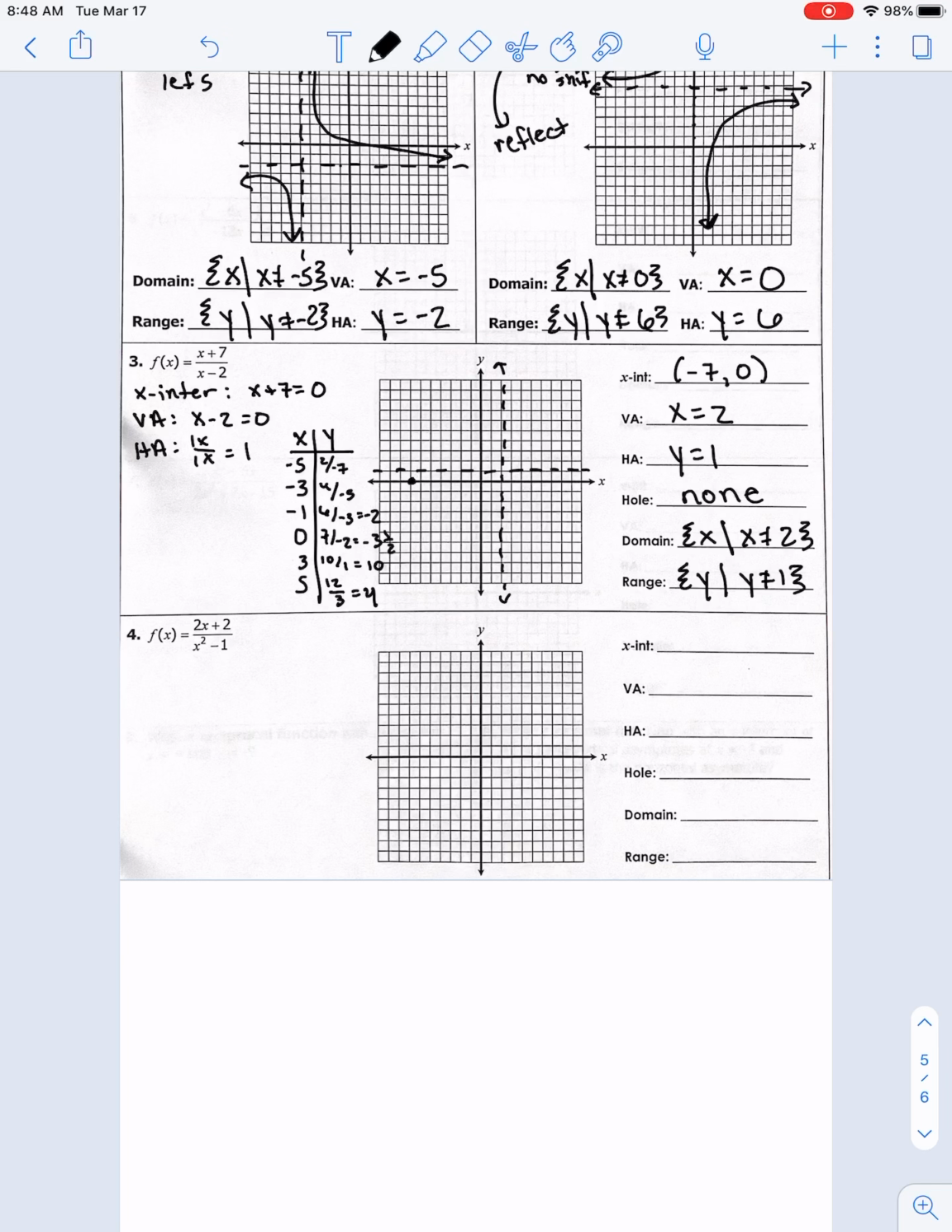So we go -5, 1, 2, 3, 4, 5, and barely a negative there, to 3, -3, 1, 2, 3, and again, just barely there. -1, we go -2. 0, we go -3.5. Now if we jump on over to 3, 1, 2, 3, it's going to be all the way up here, 10. And if we go 5, 1, 2, 3, 4, 5, that will be at 4, 1, 2, 3, 4.